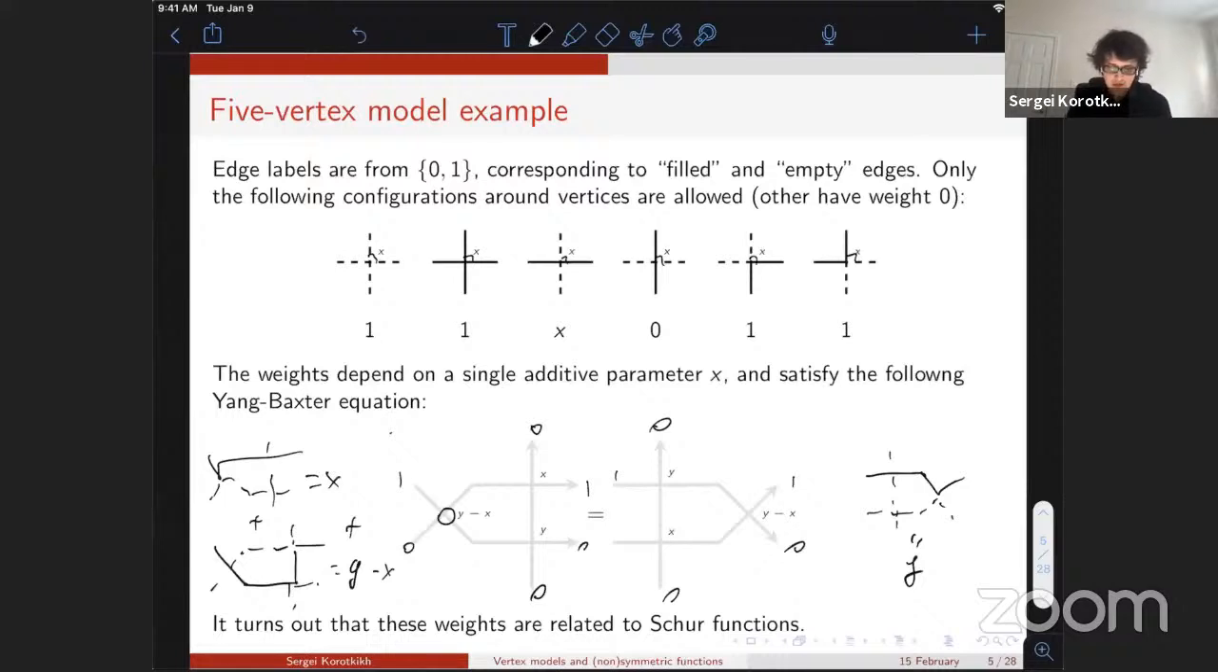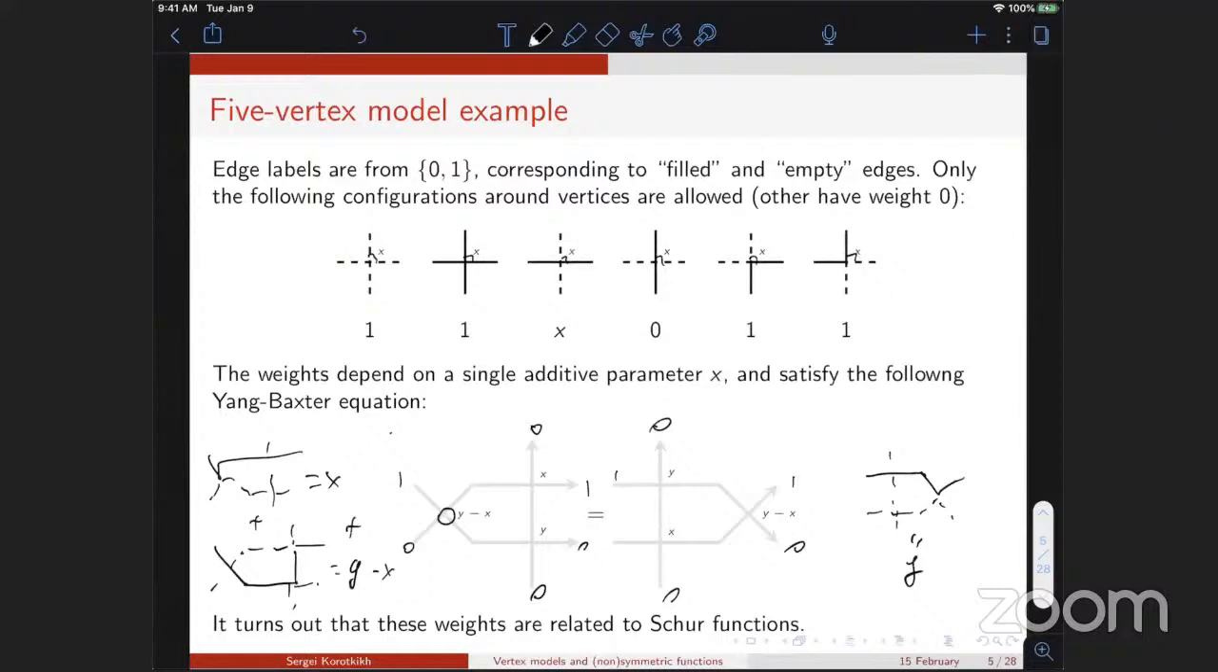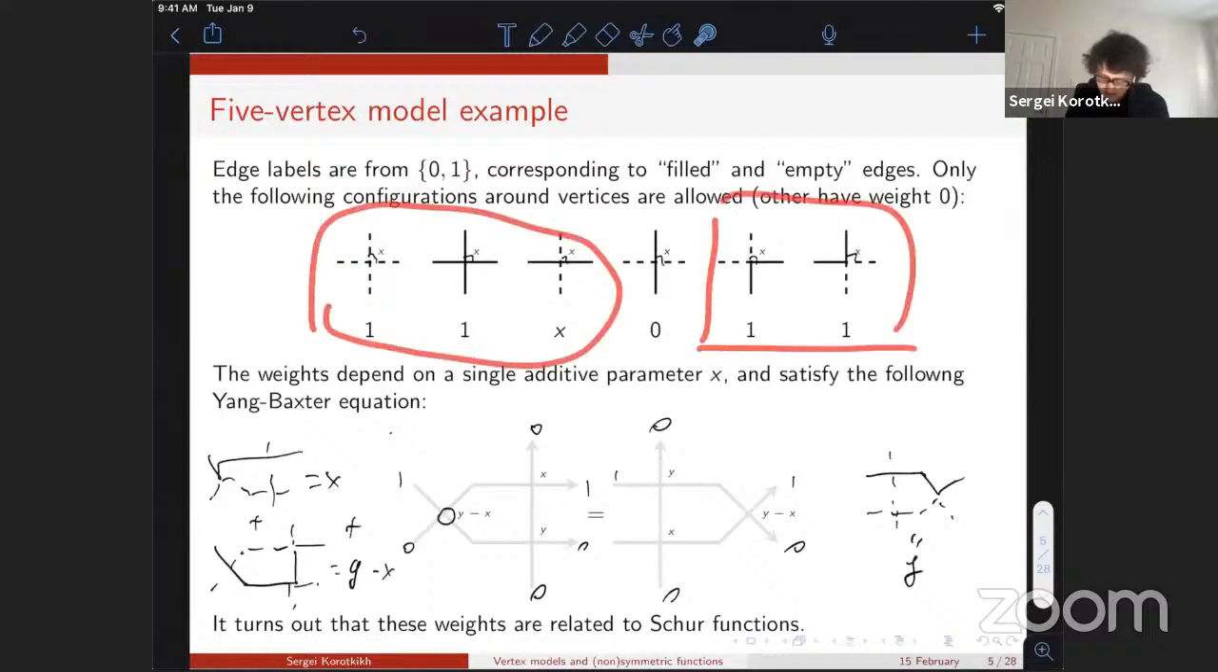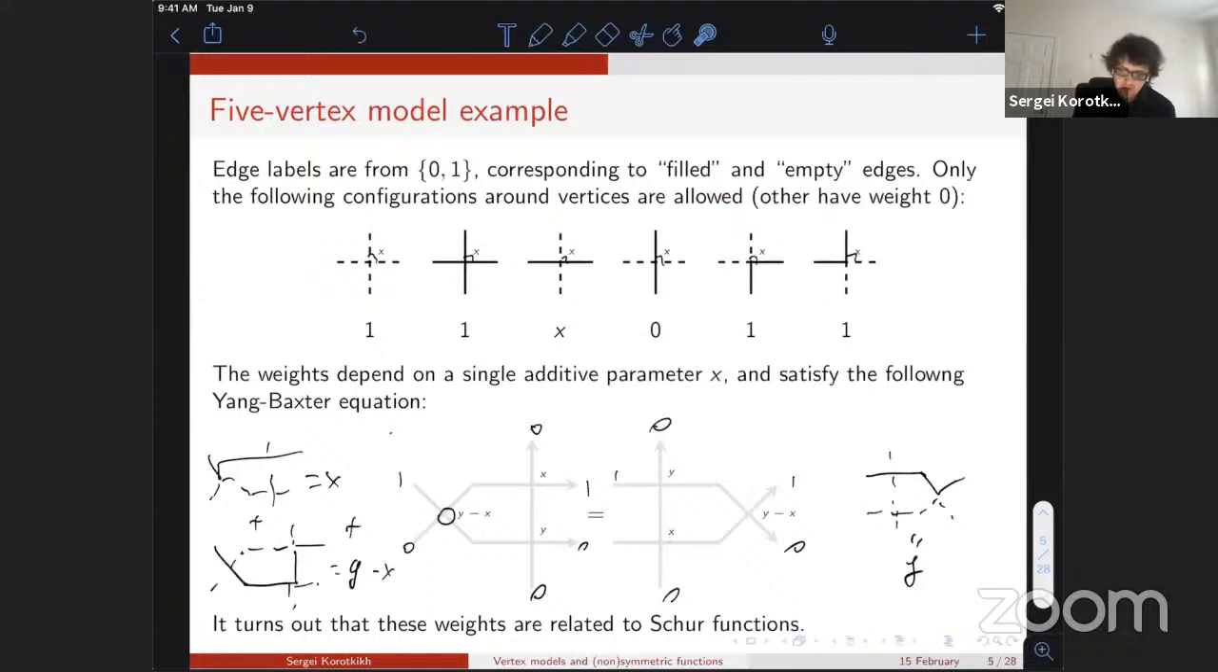This is actually a point of view I will be using at some point, but for now I just want to restrict myself to this combinatorial description. Later I will return to the connection with the algebraic side of quantum groups, but for now let me give some simple combinatorial example. We have these vertex weights. This model is called the five vertex model, because I have only five vertices with non-zero weights. And it turns out that you can use this five-vertex model to give an expression for Schur functions.